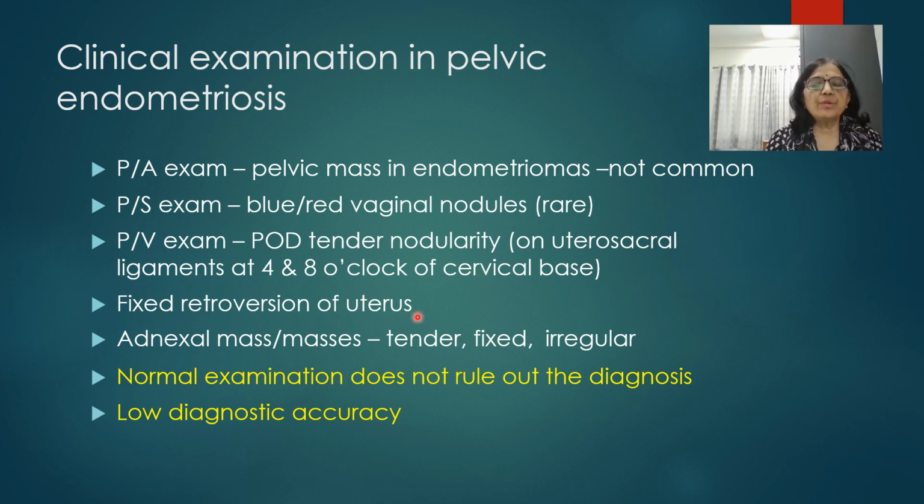Fixed retroversion of the uterus might be there because of adhesions. There can be an adnexal mass on one side or masses on both sides, which are tender, fixed, and irregular because of the presence of endometrioma. But a normal examination does not rule out the diagnosis. And overall, this examination or these signs have low diagnostic accuracy.